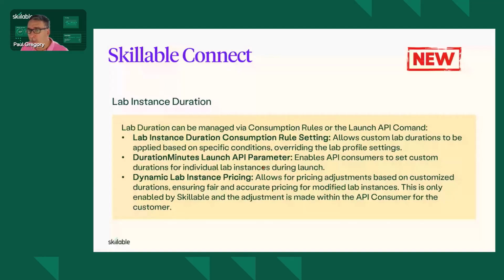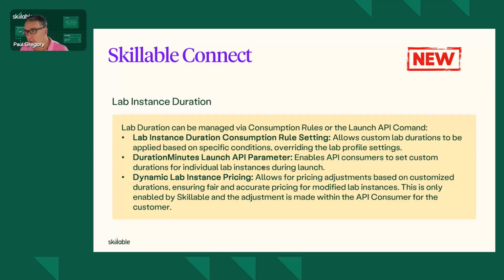Skillable Connect. So Skillable Connect's our API service that people use. So we've actually made a couple of changes to the API. Now, these do require you to contact us and ask for these to be enabled for you, because there is a little bit of a conversation we've got to have about the details of how these work, and there might be some contractual pieces in that as well.